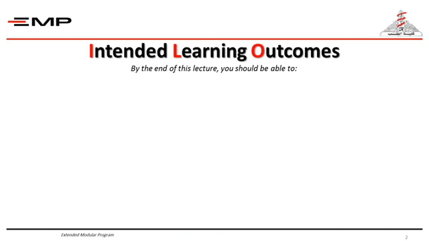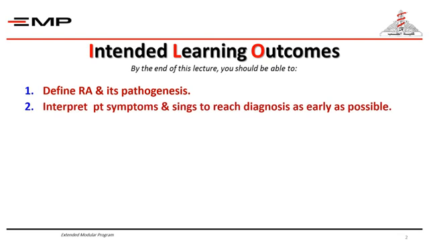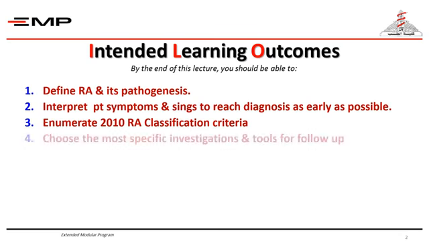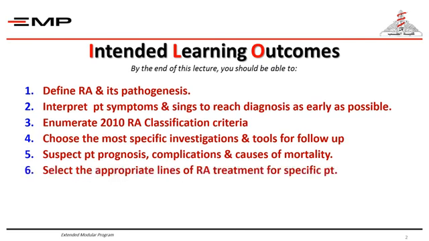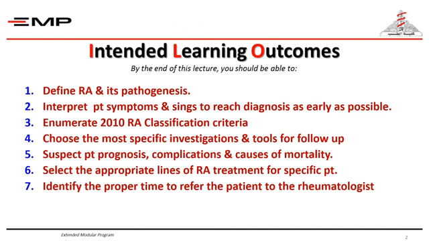Intended learning outcomes. By the end of this lecture, you should be able to define rheumatoid arthritis and its pathogenesis, interpret patient symptoms and signs to reach diagnosis as early as possible, enumerate 2010 rheumatoid arthritis classification criteria, choose the most specific investigations and tools for follow-up, suspect patient prognosis, complications, and causes of mortality, if any, in this patient, select appropriate lines of RA treatment for specific patient, identify the proper time to refer the patient to the rheumatologist.